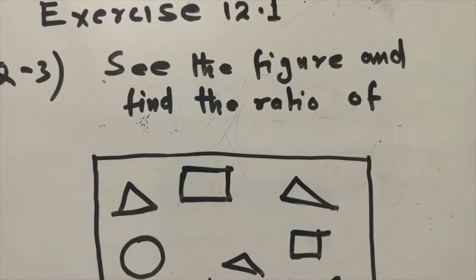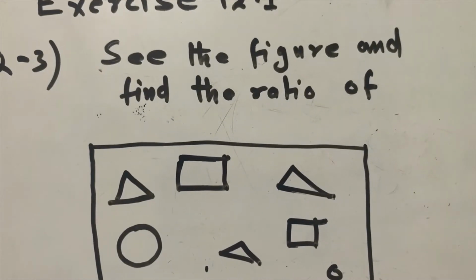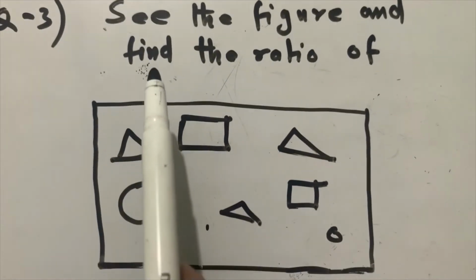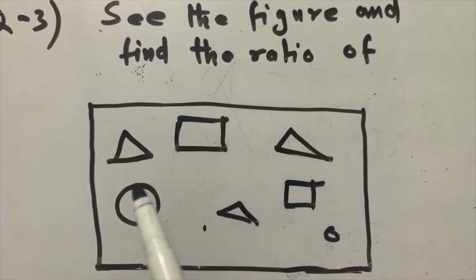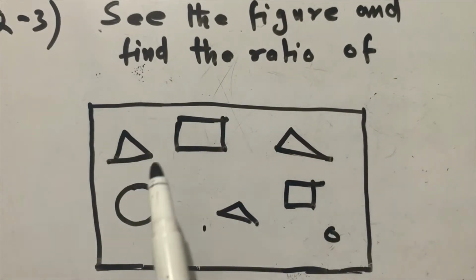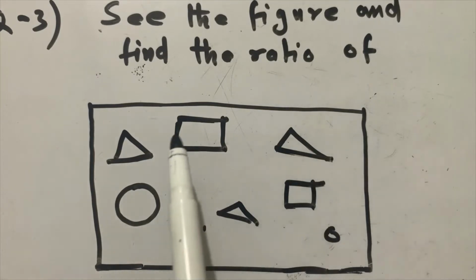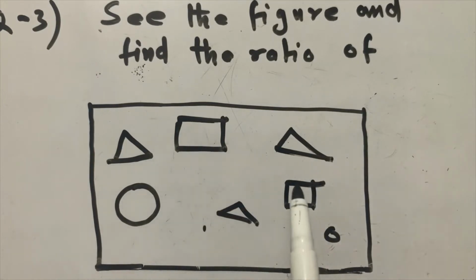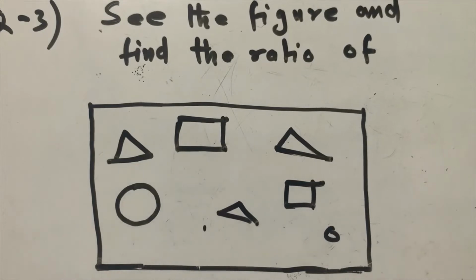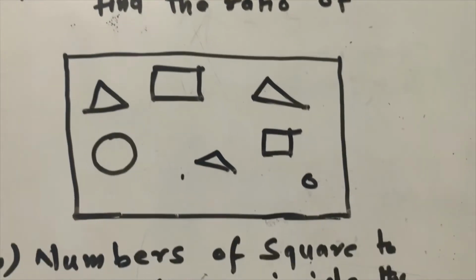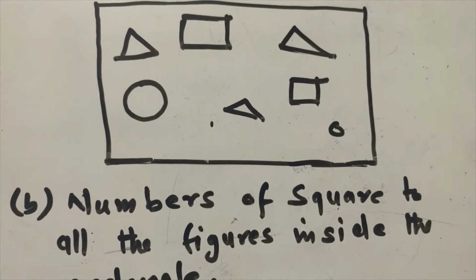Okay, question number 3, part B. One figure is given. See the figure and find the ratio. This figure has 3 triangles, 1 2 3, and 2 squares, 1 and 2, and 2 circles. Now the question in part B is about the number of squares.